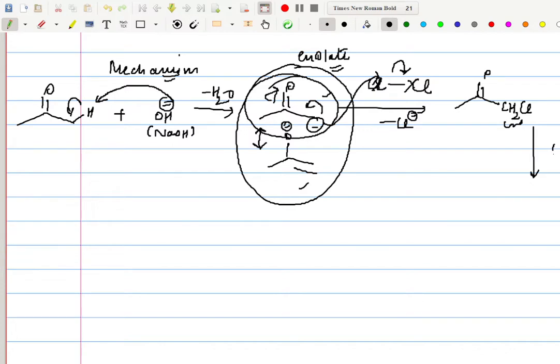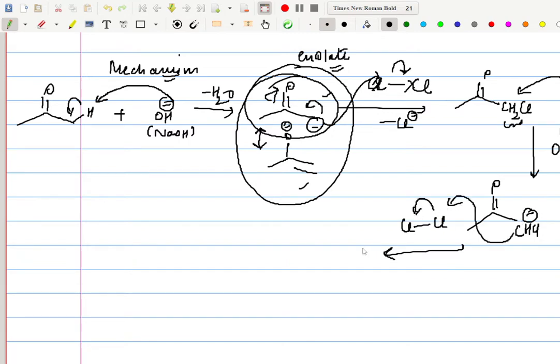Now the base is going to attack this hydrogen again, and again you will be getting a conjugate base, CHCl minus, and again this conjugate base is going to attack your halogen gas here, and again a heterolytic cleavage is going to take place, and you will be getting CHCl2. Again, the last hydrogen is most acidic, right? Of course you know why.